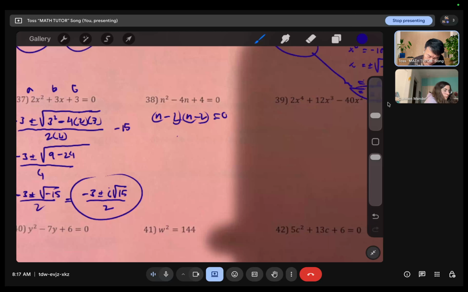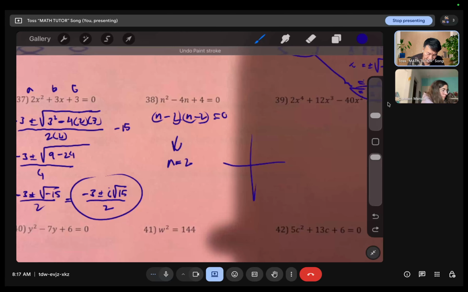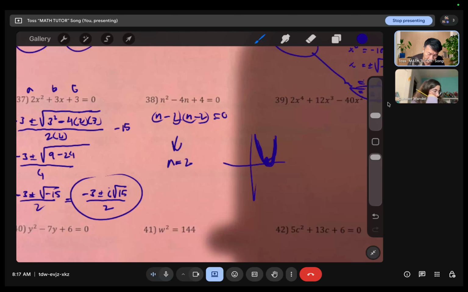The answer for this one is just going to be n equals 2, because you only need to solve for one of them. As you can see, this one is a bounce one. It touched the x-axis once, but normally you get two answers. Since this is a bounce, you get one answer only. It bounces off. There's only one answer at 2.